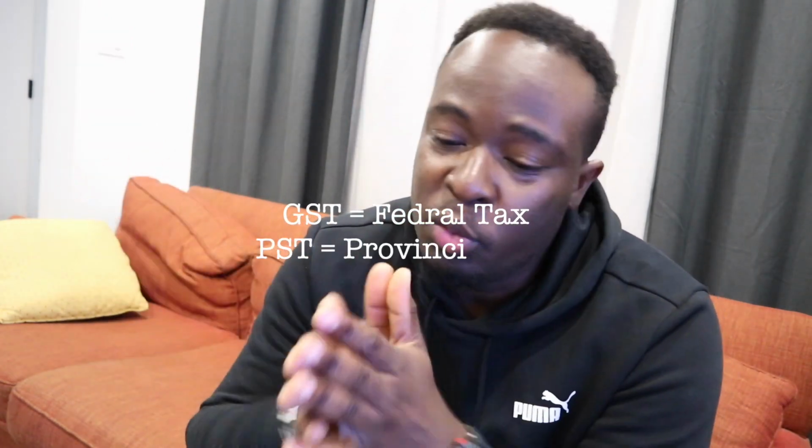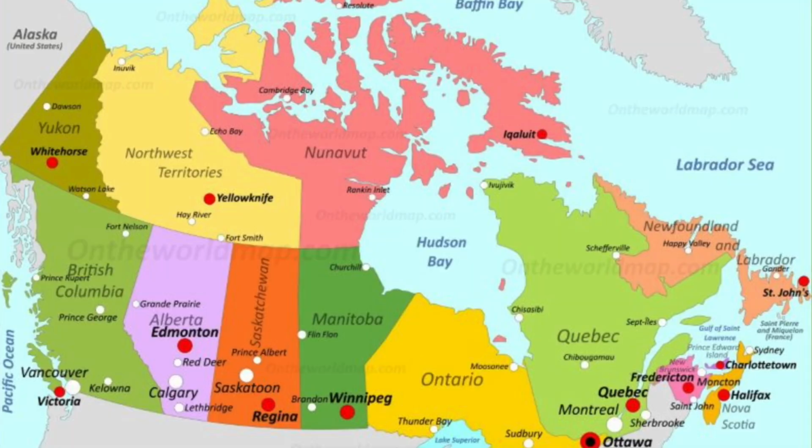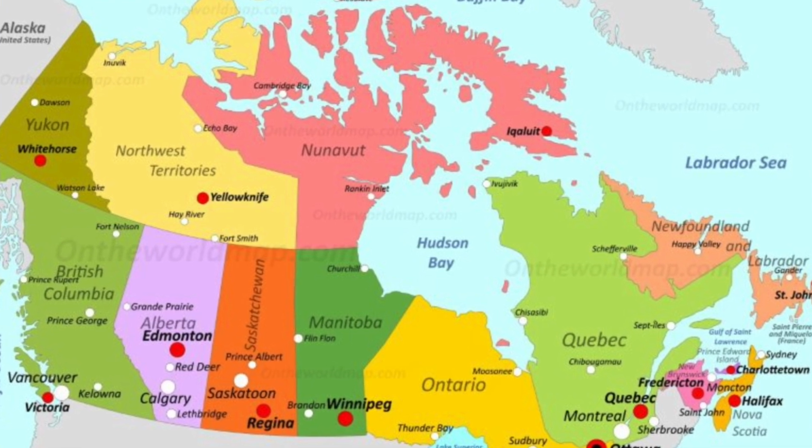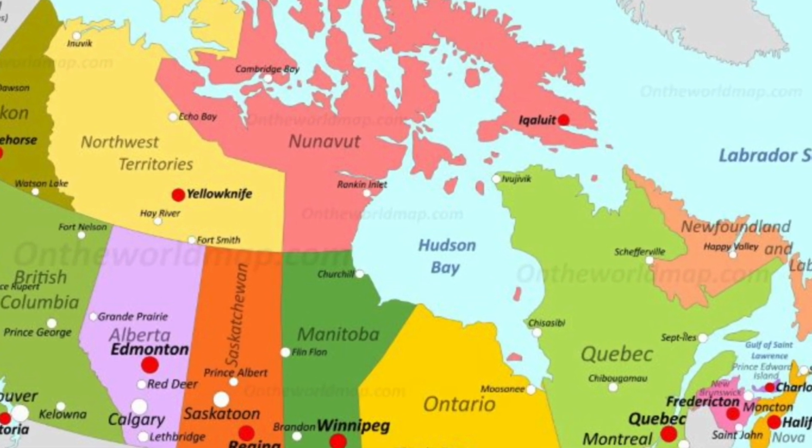Think of it like this: when you pay the GST, it goes to the federal government. When you pay the PST, it goes to the specific province. There are some provinces, however, that don't require a PST. In Canada, there are 10 provinces and 3 territories, and out of all of these, 5 of them require both a GST and a PST.